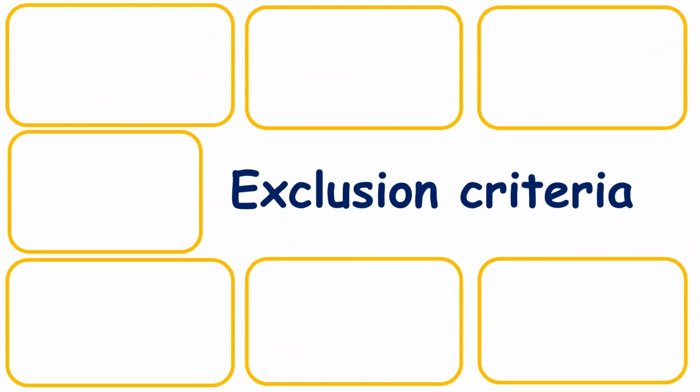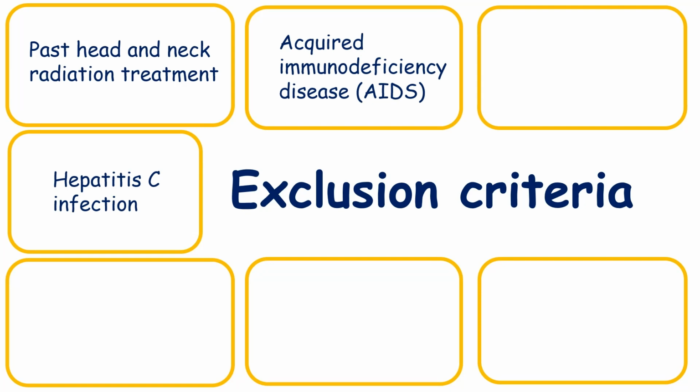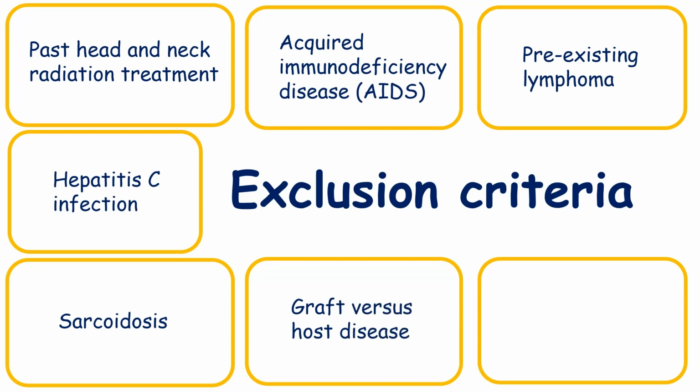Exclusion criteria caters to patients who have had a past head and neck radiation treatment, hepatitis C infection, AIDS, a history of pre-existing lymphoma, sarcoidosis, graft versus host disease, or who have been using an anticholinergic drug.